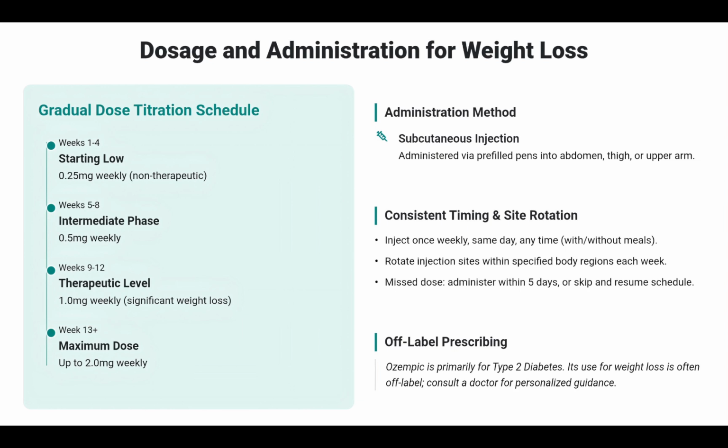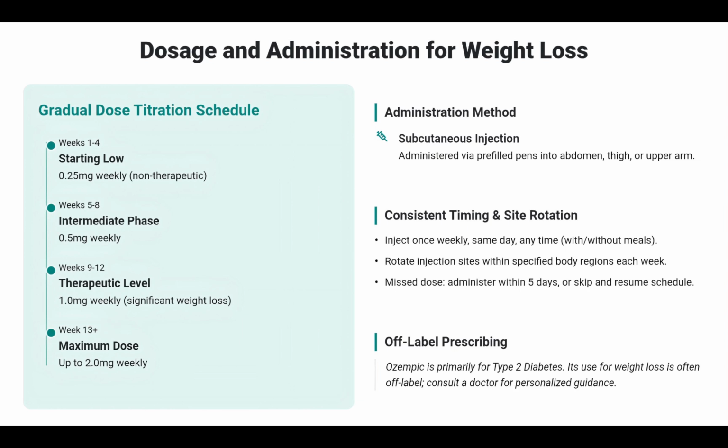Weeks 5 through 8, the dose is escalated to 0.5 mg weekly. This is the first therapeutic level for diabetes management. Weeks 9 through 12, we escalate further to 1 mg weekly. This is where significant weight loss begins to manifest more consistently in most patients. Weeks 13 and beyond, if clinically indicated and well tolerated, the dose can be titrated up to a maximum of 2 mg weekly for enhanced efficacy.